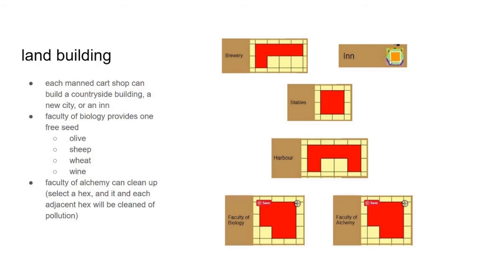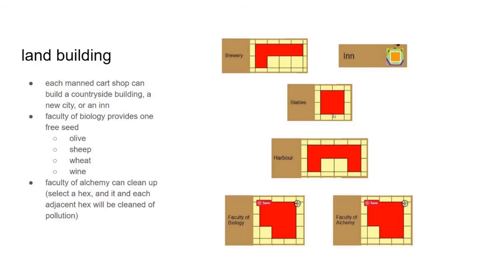The way you build an inn is you have to have a brewery in your city. And they're unmanned, so once you have it in there, you're fine. You man a cart shop, and that cart worker will spend a food to place an inn somewhere in your zone of control, and then they'll come back. They don't stay at the inn, which is good.